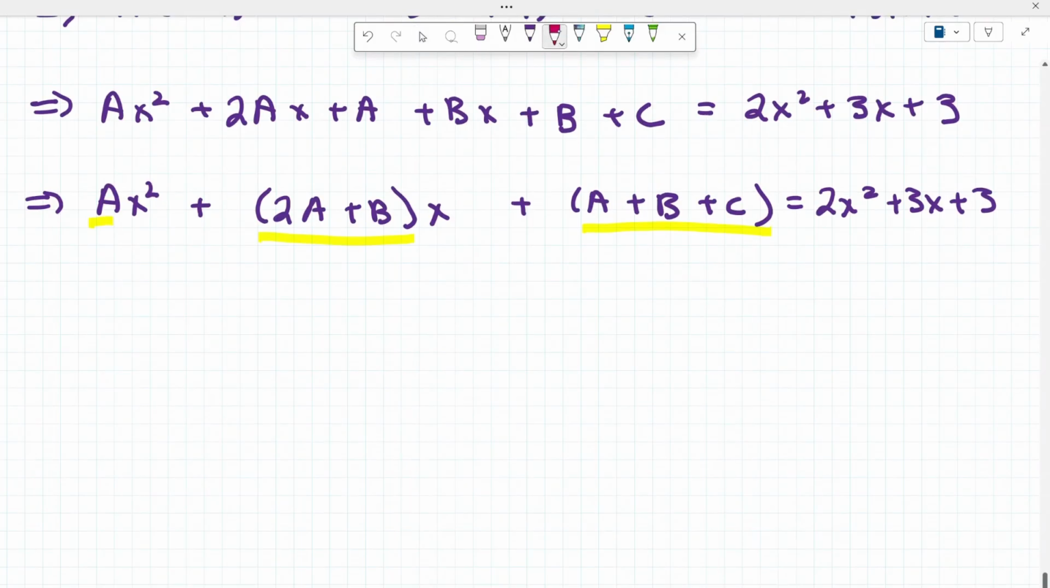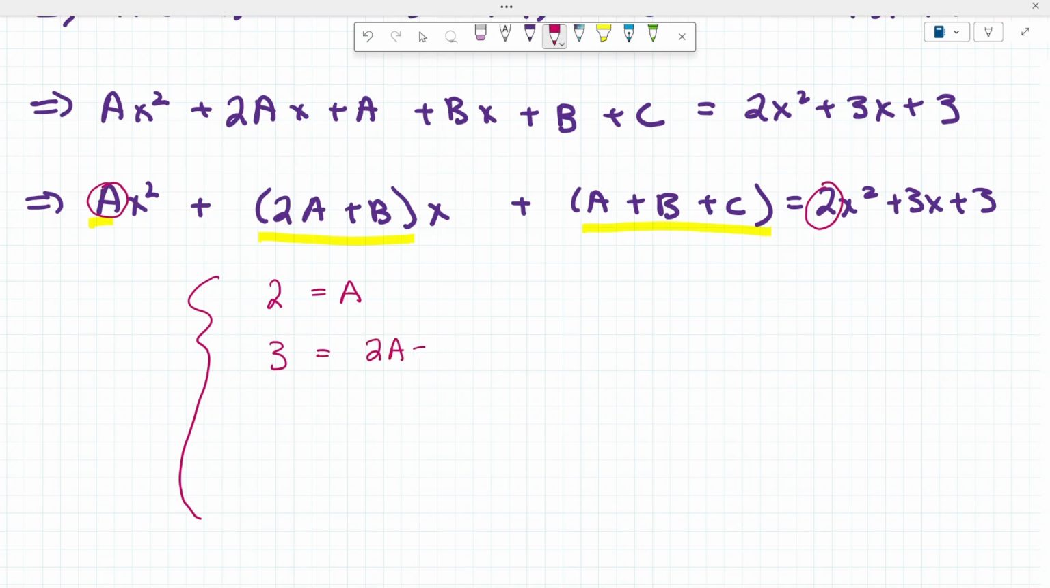So this is going to help us solve for it, because what we end up with is 2 equals a, right? Because we have our 2 here, so that has to equal a. And then we have that 3 equals 2a plus b. How did I get that? Well, I have my 3 over here and my 2a plus b over here.